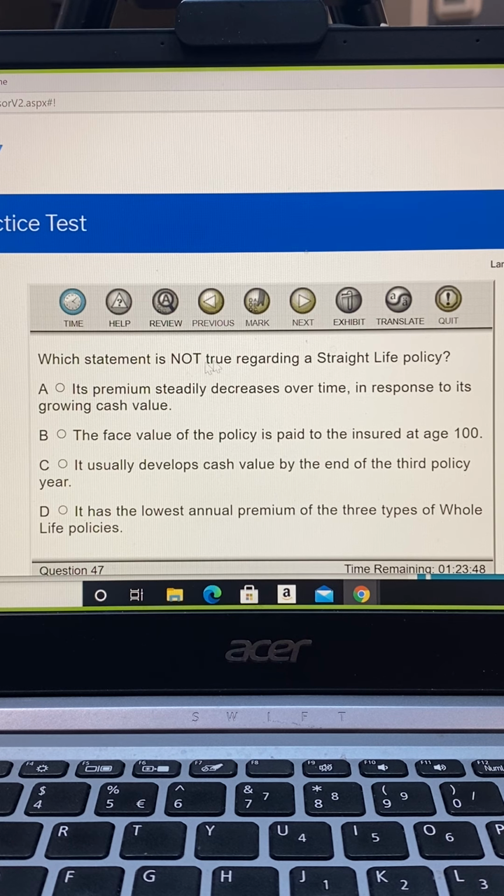Which statement is not true regarding a straight life policy? Premium decreases steadily over time? Nope. Well, that's the answer right there, A, because the premium doesn't decrease. I can read the rest of them, but we already know that answer is A. Sometimes, even if I know the answer is A, I read the rest. Yeah, that'll make me know what's true about it in case it comes up again later.